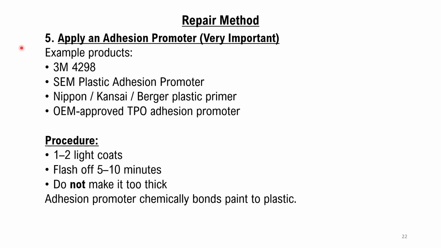Thereafter, apply an adhesion promoter, which is very important. For example, 3M 4298, SCM plastic adhesion promoter, Nippon Kansai Berger plastic primer, or OEM approved TPO adhesion promoter. The procedure is 1 to 2 light coats, I repeat, 1 to 2 light coats with flash off time of 5 to 10 minutes. Do not make it too thick. Adhesion promoter chemically bonds paint to plastic.